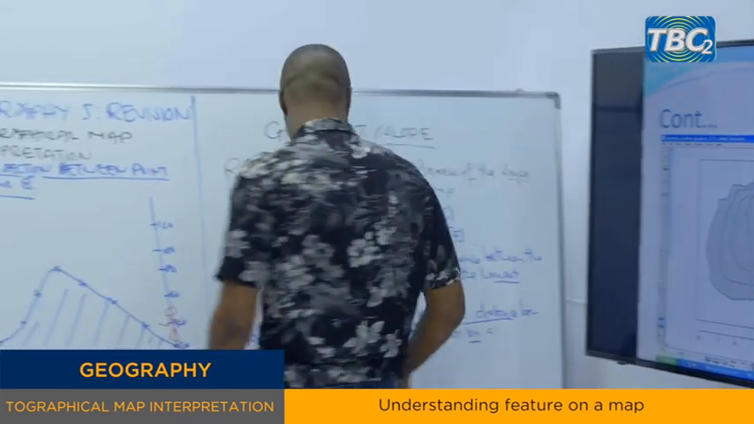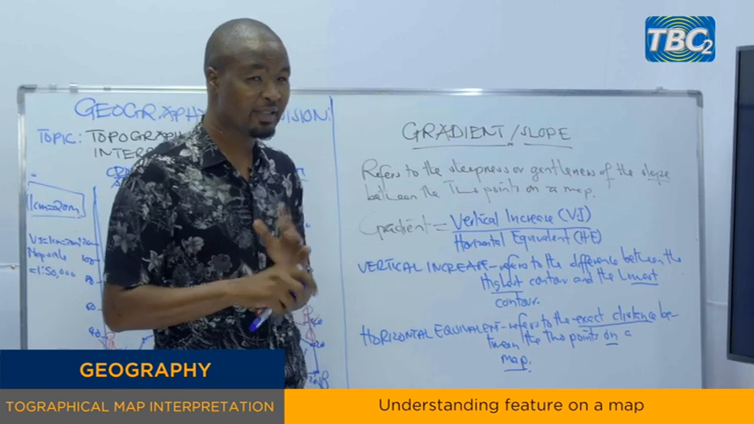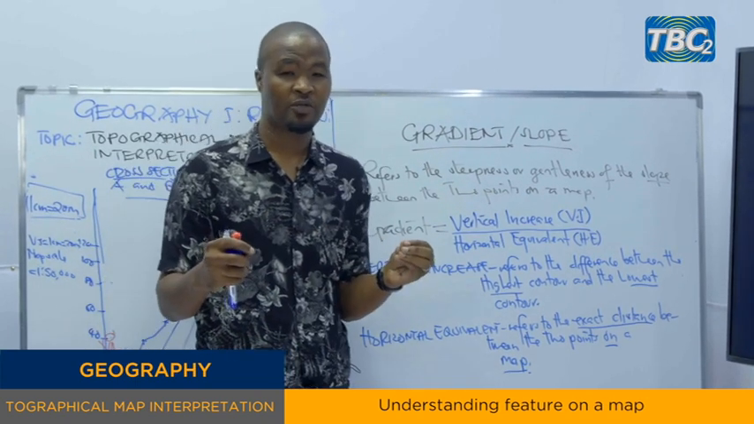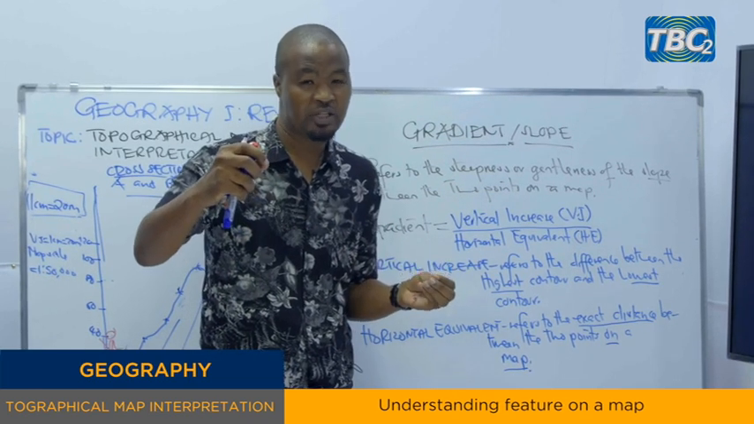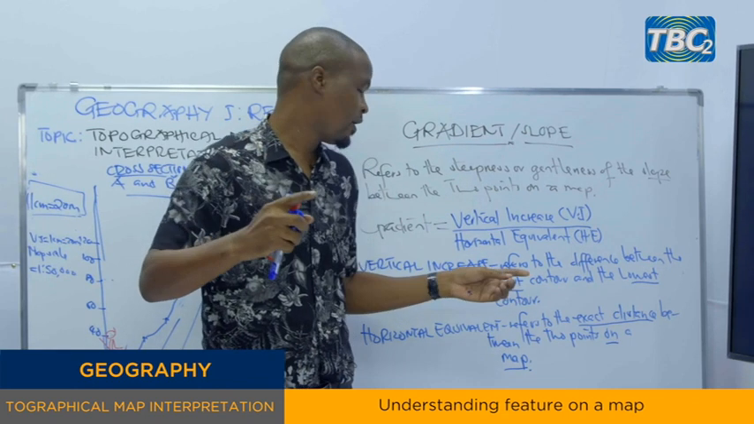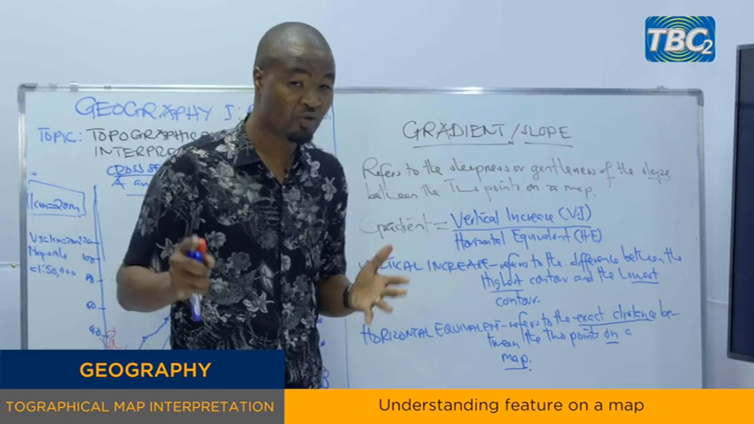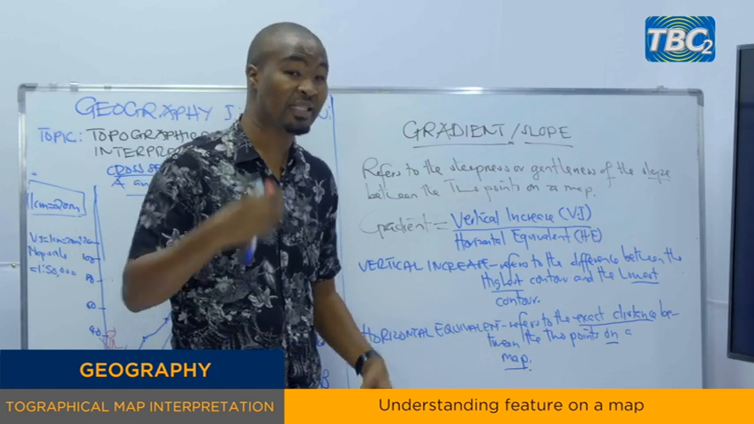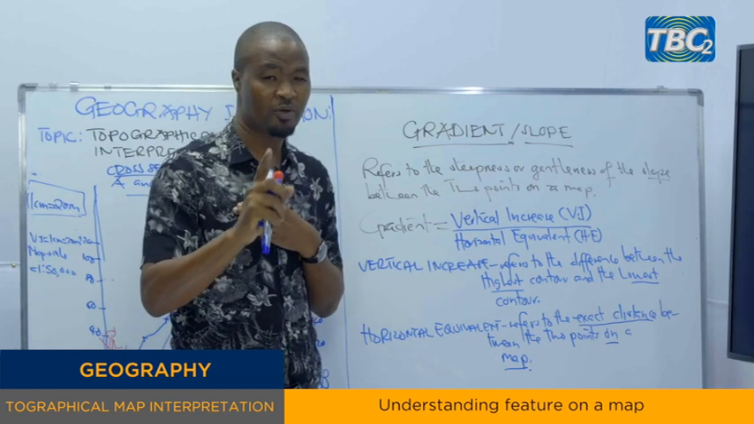Vertical equivalent refers to the exact distance between the 2 points on the map. It means right now we have to take the ruler. You can take a ruler and measure the length of the straight line between the 2 points on the map. See? So listen to me very carefully. Right now, the vertical increase we will get in meters, which is on the actual ground, while the distance between the 2 points on the map can be in centimeters, because it is a distance between the 2 points on a map. Are we together?